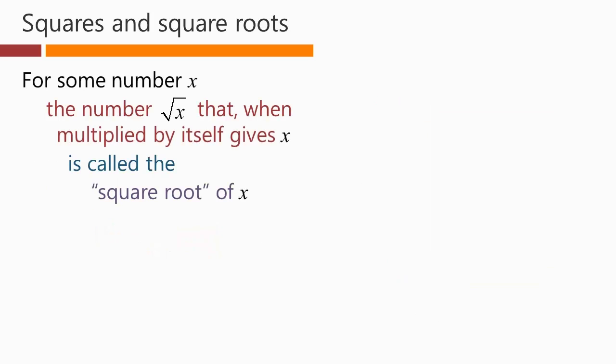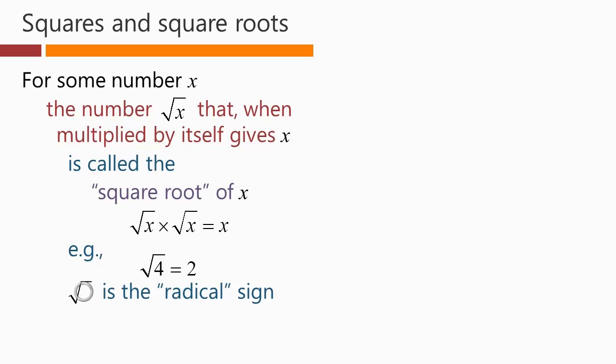Now, we can also look at the square root. That's the opposite of taking a square. And for some number x, the square root of x here, that when multiplied by itself gives us x, is called the square root of x. So the square root of x times the square root of x equals x, of course. That's our definition of what we mean by a square root. For example, the square root of 4 is 2.